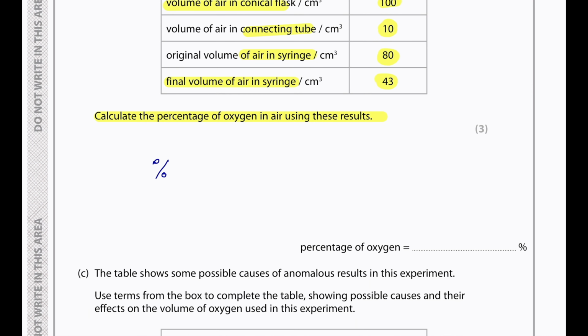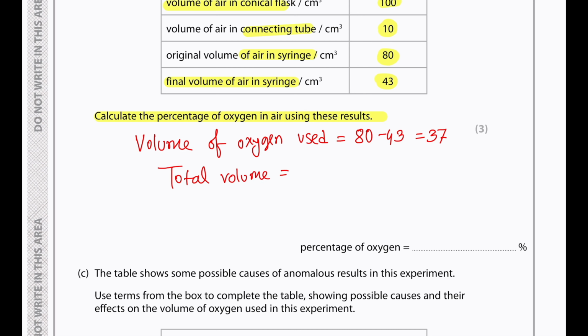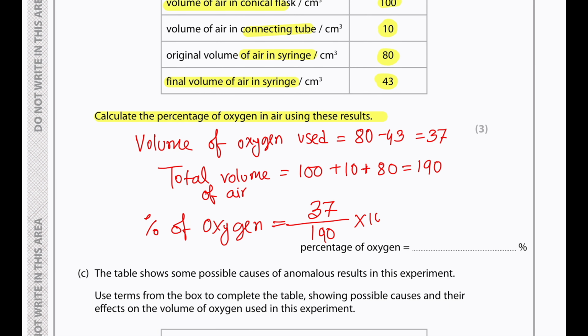So to find it, we are going to do percentage of oxygen. 80 minus 43 gives us 37 cm cubed. So 37 cm cubed of oxygen present in the entire volume of air. Then we're going to divide 37 by 100 plus 10 plus 80, which is 190 cm cubed. And then we're going to multiply that by 100%, which will give us 19.47%. Since we have to give our answer to three significant figures, it will be 19.5%.